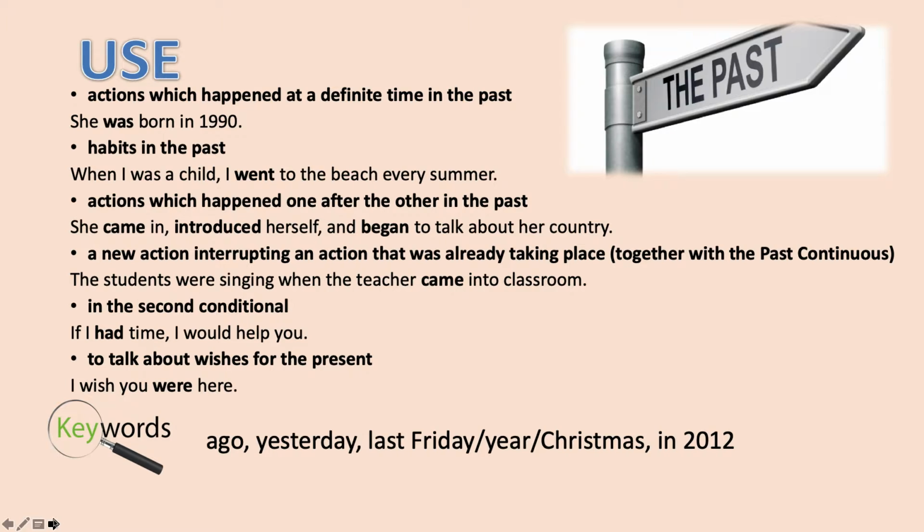For actions which happened one after the other in the past, she came in, introduced herself, and began to talk about her country. For a new action interrupting an action that was already taking place, here we use the simple past together with the past continuous in the same sentence. For example, the students were singing when the teacher came into the classroom. Now, the action that was in progress, the longer action, is the past continuous, and the new action that interrupted is the simple past, so the teacher came into the classroom.